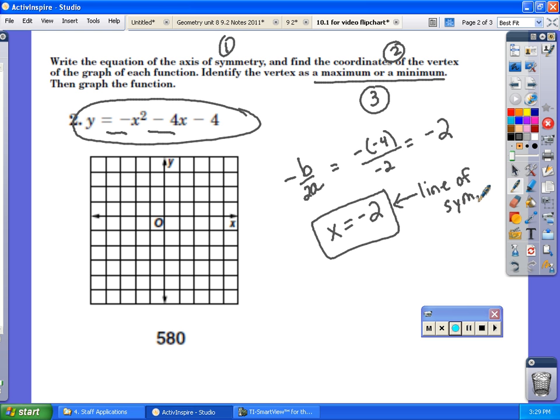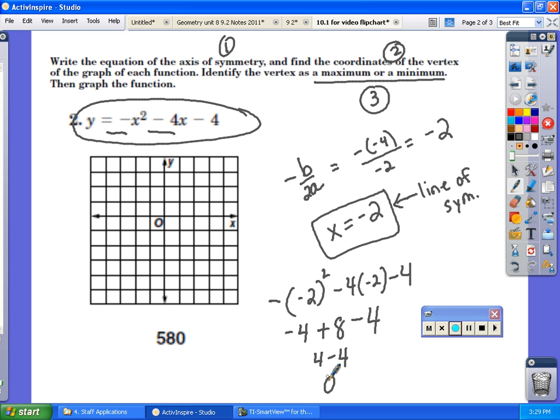Now, once we get that, to find our whole vertex, I'm going to plug negative 2 into this equation. So I have negative x squared, so negative negative 2 squared, minus 4 times negative 2, minus 4. If I go ahead and solve this, negative 2 squared is positive 4. Bring down the negative sign. Negative 4 times negative 2 is positive 8. And now I'm just going to solve from left to right. You end up with 4 minus 4, which is 0. So we now find our vertex is at negative 2, 0. So I'm going to go over 2, up 0.